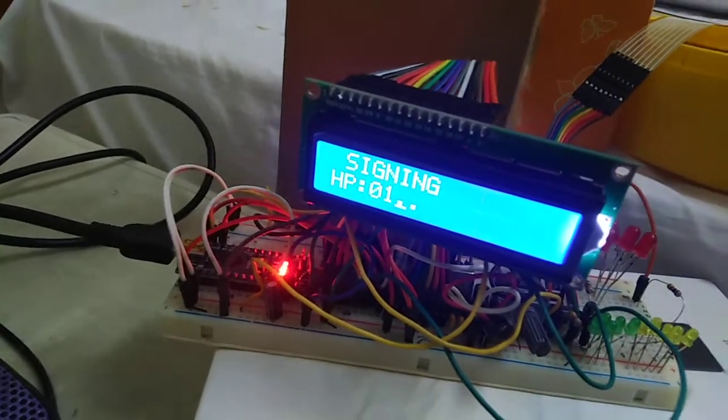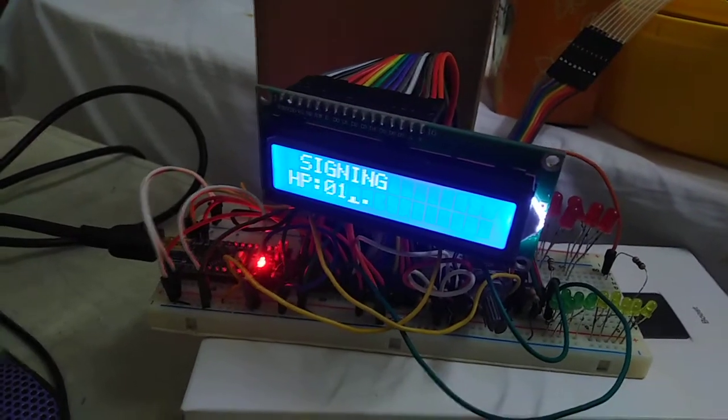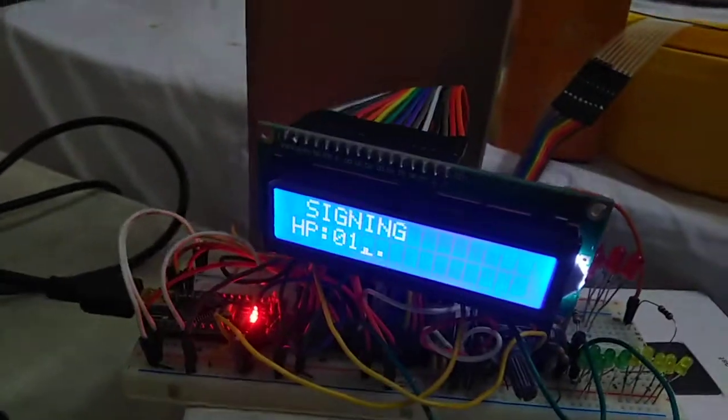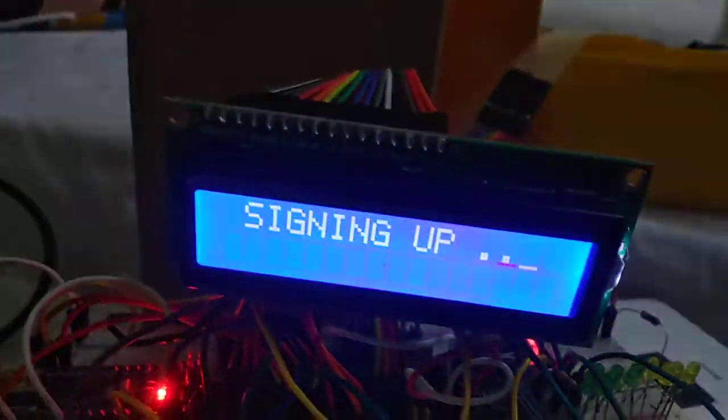An Arduino Nano is used, with the 8052 microcontroller, and a LAN cable is connected as the voltage source. Almost there, the reading is about to finish. Okay, coming. So, signing up.